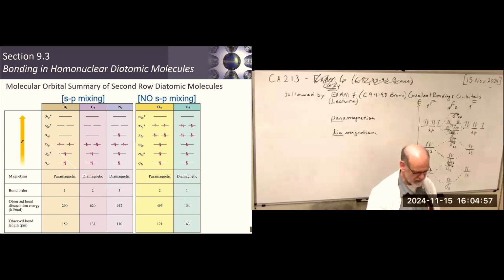The bond order is calculated, and the experimentally observed bond energy is given, and the bond lengths also. So as you increase the bond order, you should decrease the bond length and increase the bond energy. And that's what we see. So that shows the swapping of those sigma and pi 2p orbitals.